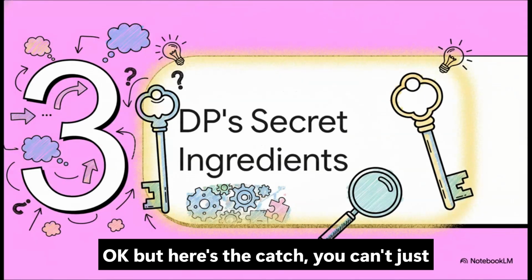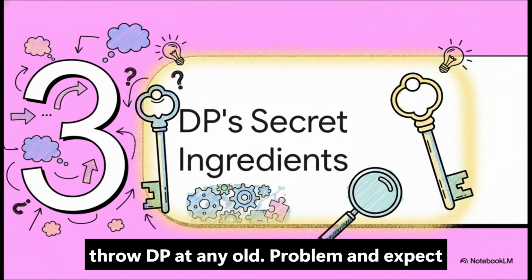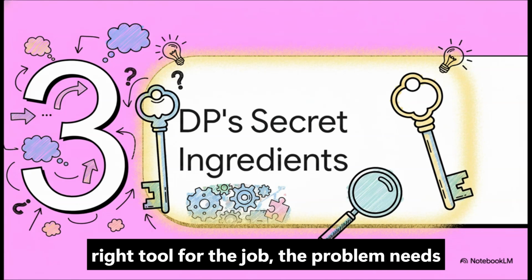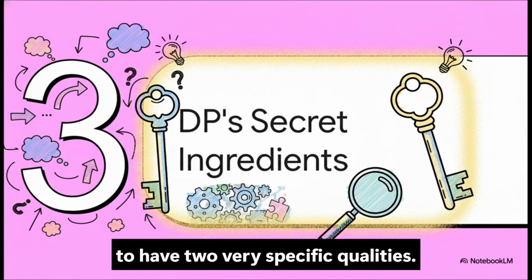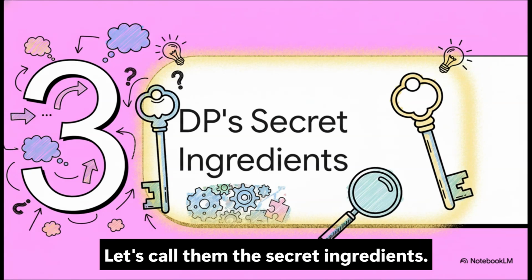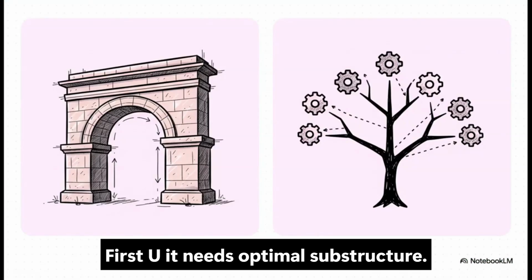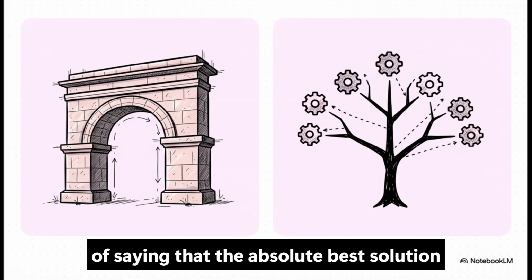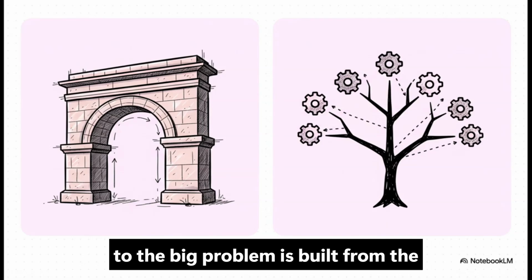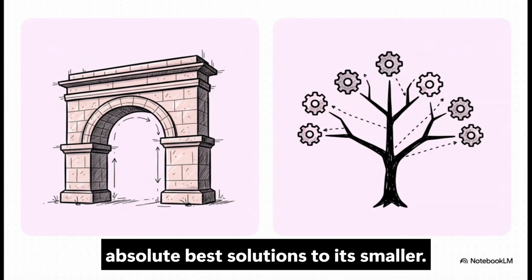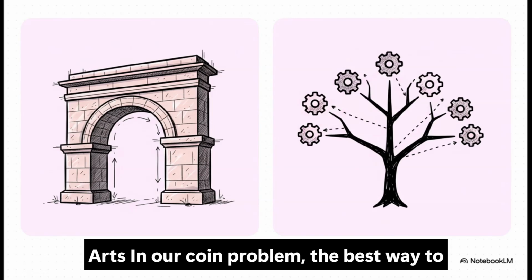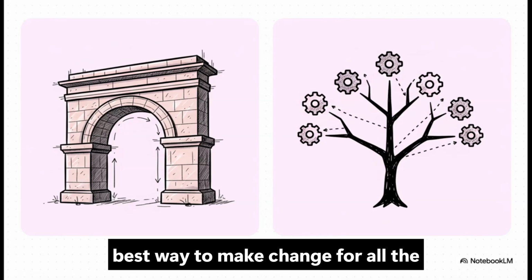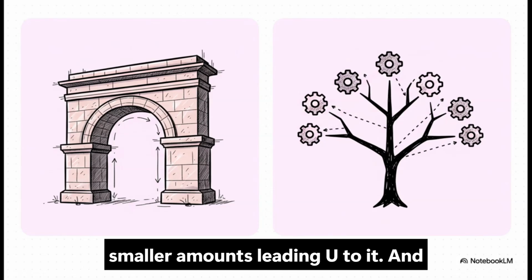Okay, but here's the catch. You can't just throw DP at any old problem and expect it to work. For this technique to be the right tool for the job, the problem needs to have 2 very specific qualities. Let's call them the secret ingredients. First up, it needs optimal substructure. And look, that's just a super fancy way of saying that the absolute best solution to the big problem is built from the absolute best solutions to its smaller parts. In our coin problem, the best way to make change for 20 has to include the best way to make change for all the smaller amounts leading up to it.